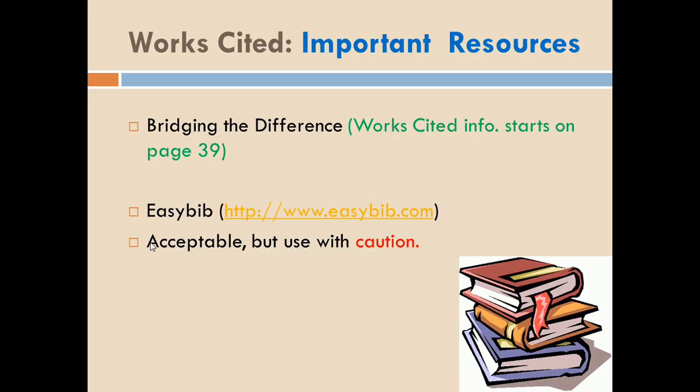Other things with EasyBib is that it usually doesn't use the right font. So if you're copying and pasting into your own paper, make sure you go in and change it to Times New Roman 12-point font. And if you put it in your paper and it looks funky, please hit backspace and make sure that the works cited entry goes all the way onto the line.